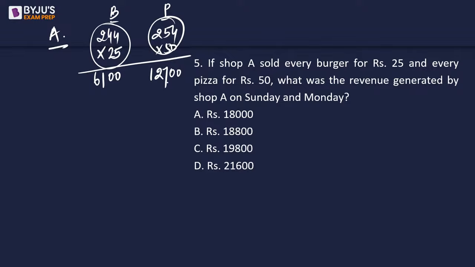So 12700 plus 6100 is 18800. Right? 6 plus 2, 1 plus 7, and 2 zeros will get added. So it will be 18800.